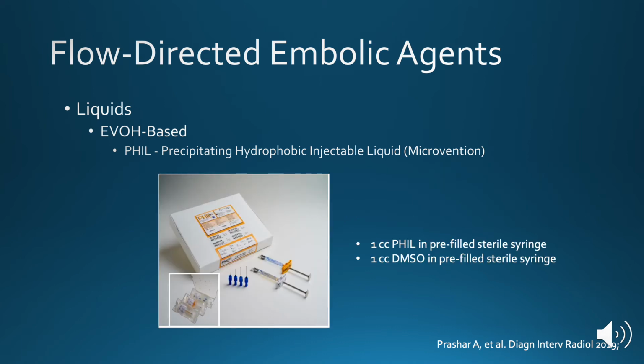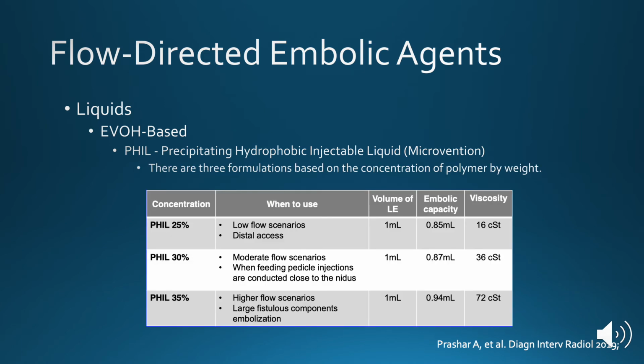FIL comes in 1 cc pre-filled sterile syringes, which are accompanied by DMSO syringes as well. There are 3 formulations of FIL based on the concentration of the polymer by weight. There's FIL 25%, 30%, and 35%. And as the number goes up, the viscosity goes up. So you would use FIL 25% in low flow situations, and you would use FIL 35% in higher flow scenarios.